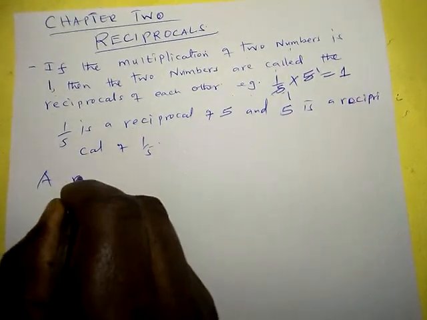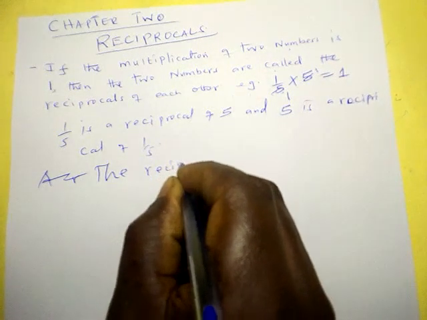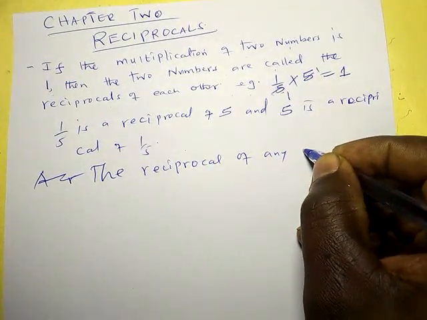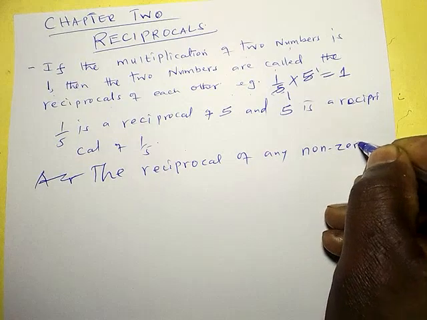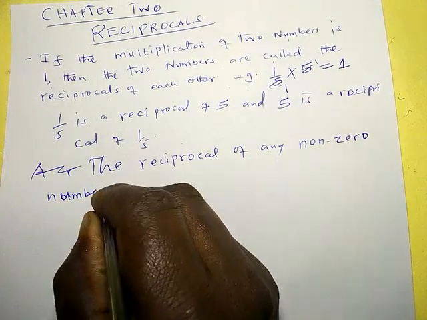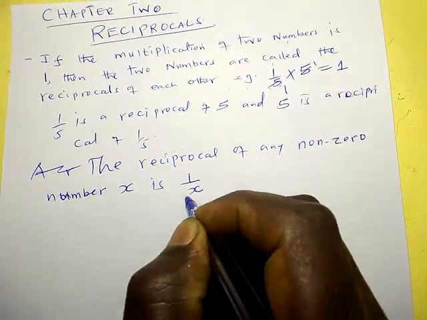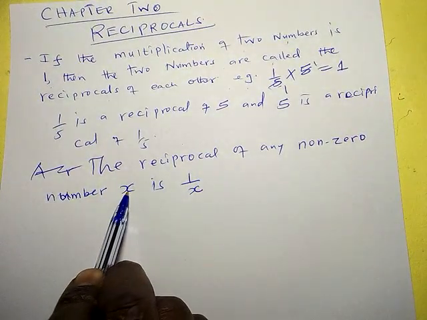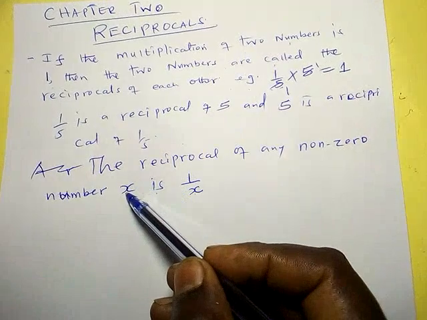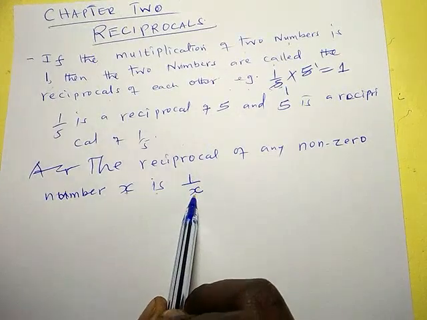A reciprocal of any non-zero number, let's say x, is 1 over x. If the reciprocal of x is 1 over x, from the example I have given you here, if I multiply x times 1 over x, the answer is 1. So the reciprocal of x is 1 over x.